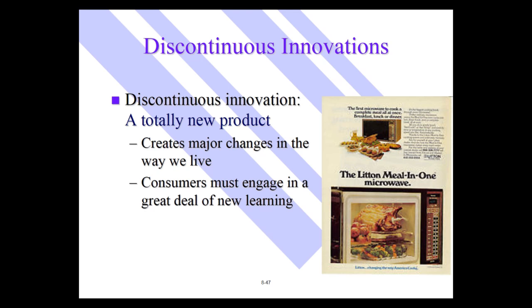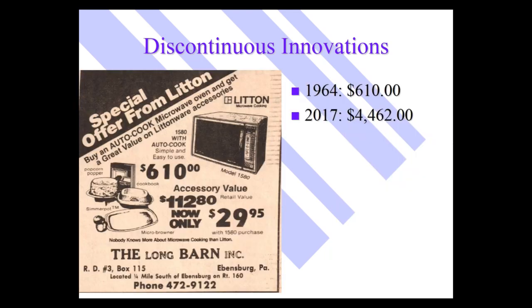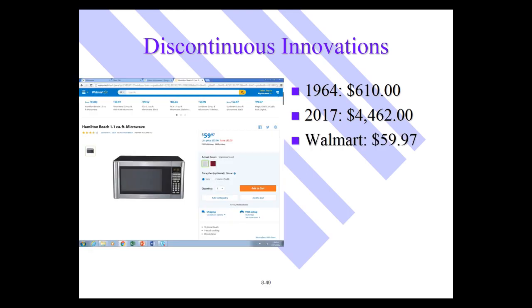I went and got an ad back from 1964 when microwaves first came out. And here's a special offer microwave from Litton, $610 for a microwave oven back in 1964. Now again, inflation, if we use the consumer price index tables to figure out what is that worth in today's dollars, that microwave oven cost $4,462, almost $4,500. But of course you wouldn't pay $4,500 for a microwave oven today. Just out of curiosity, I went to Walmart.com. I could basically get that same oven for, call it $60.